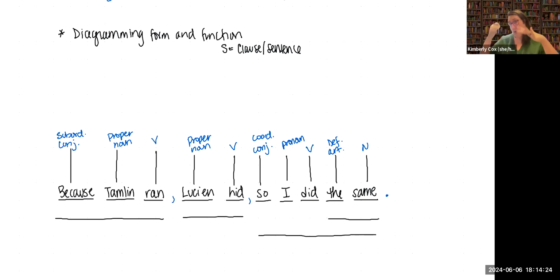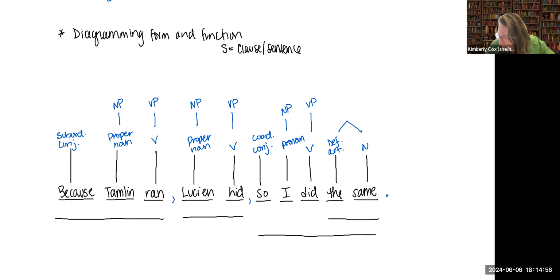Right. So next step, we've identified all of the forms of these words. So we're going to think about whether or not there's an additional form that they have. So Tamlin is a proper noun, which means it exists as a noun phrase, right? Ran is a verb, so it exists as the verb phrase. Lucian, same situation, noun phrase, verb phrase. Coordinating conjunction, pronoun, so that's going to be its own noun phrase. Verb is going to fill part of a verb phrase, but then we also have this definite article and this noun, which is a noun phrase, and that noun phrase is going to be part of that verb phrase, right?